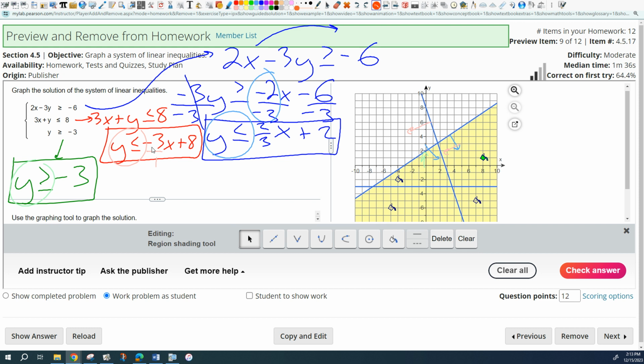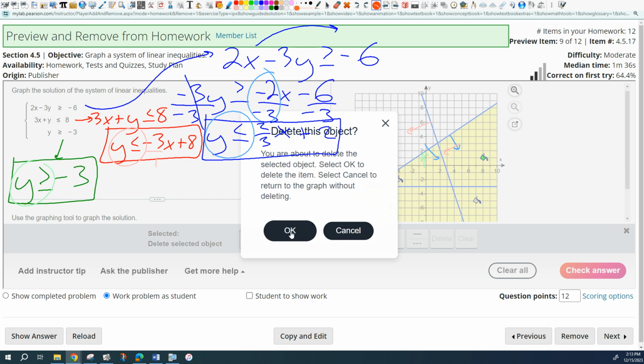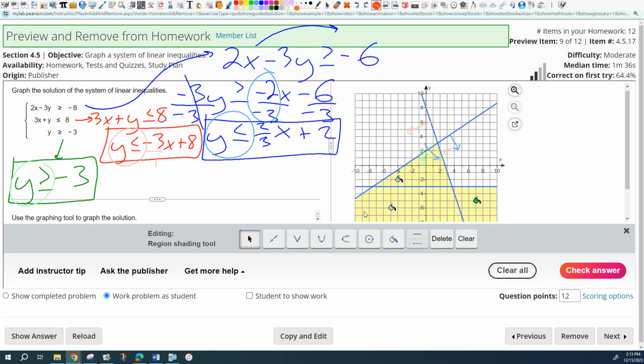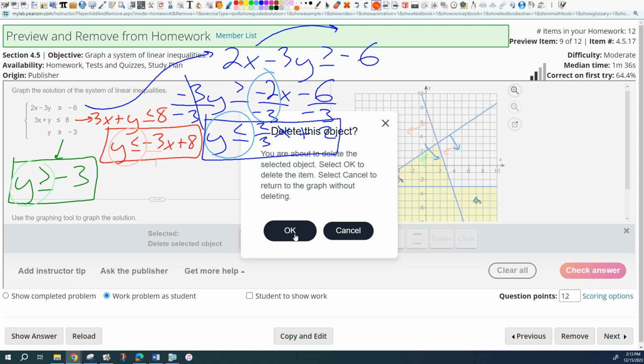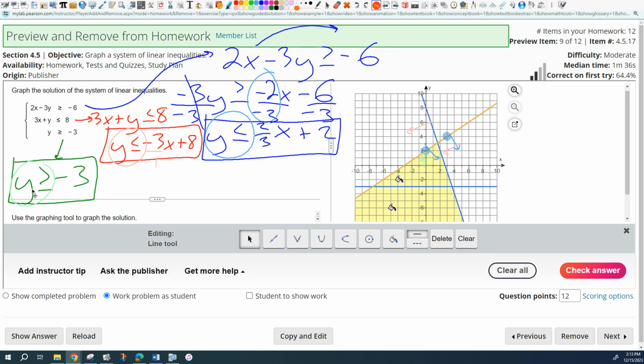Okay, now what? We're shading below this line. So that means I could delete that paint can right there that's highlighted. And I could delete that paint can. And then finally, I want to go above the horizontal line, which means I delete that one. And that's the only one that's left over that didn't get deleted.